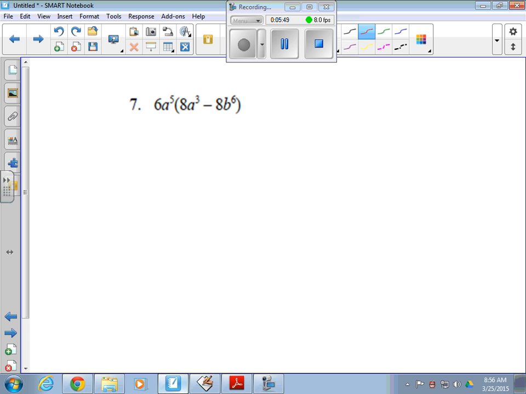And then again, number 7, we're distributing. 6a to the fifth times 8a to the third. 6 times 8 still is 48. A to the fifth times a to the third. Add 5 and 3, 48a to the 8th power.